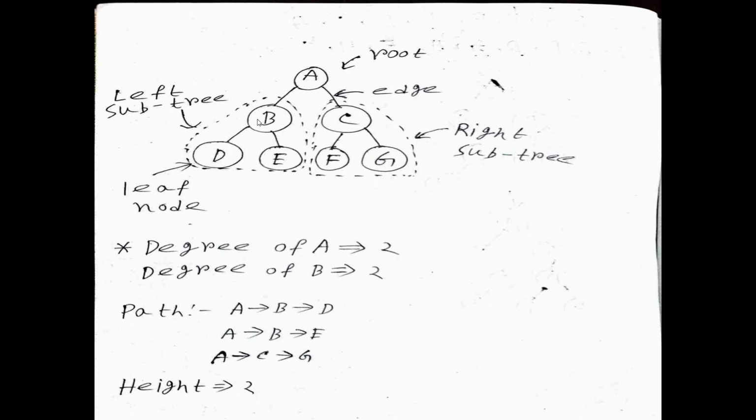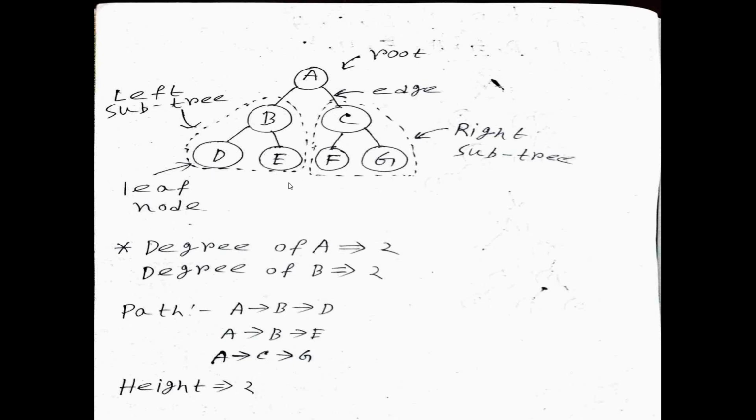This part, B, D, E, is the left part of the root node A, and C, F, G is the right part of the root node, so it is called the right subtree. B, D, E is the left subtree. Now a leaf node is a node that does not have any child. So D, E, F, G do not have any child, so obviously they are leaf nodes.